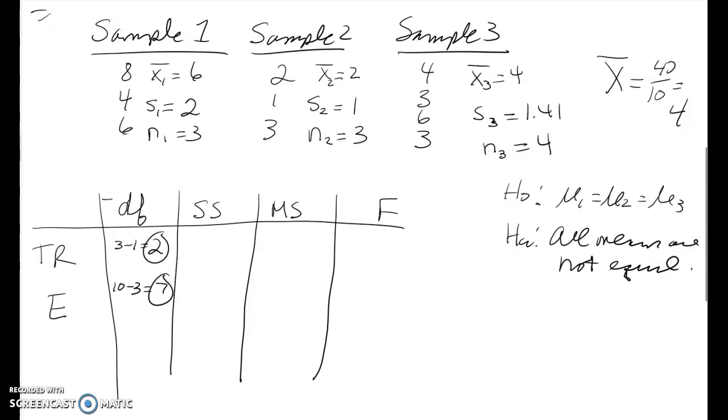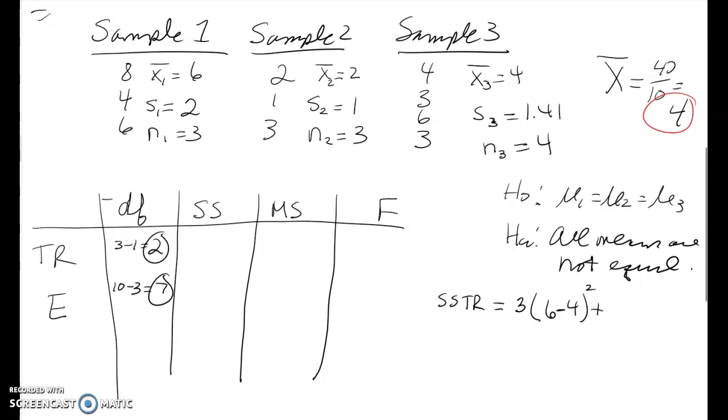Now, for SSTR, that one you're going to have to work out on the side here. Okay, your formula for SSTR, take a look at your formula sheet. You want the defining formula. It's going to be each n, so I'm going to start with 3, times the sample mean, which in this case for number 1 is a 6, minus the total mean of 4 squared. So you can do that 3 times, 1 for each sample.